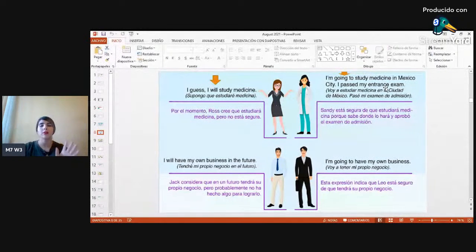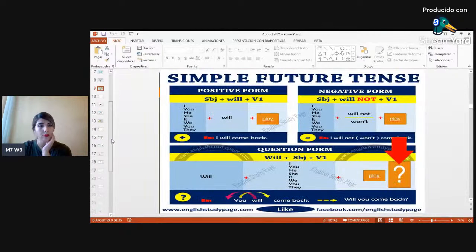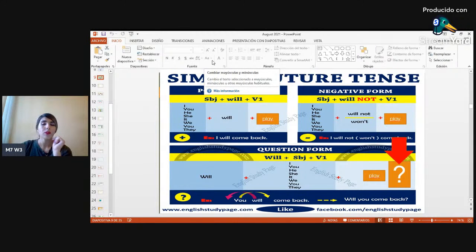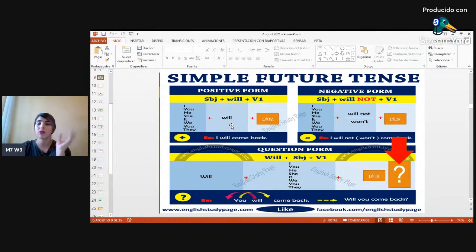Entonces, esa es la principal difference. In the structure, we're going to start with this. The structure is this. When we want to use the auxiliary will, we're going to put the personal pronoun or subject, and after that, we incorporate will. Will is an auxiliary, so the verb is in the base form, like we just take it from the chart. It can be with all of them.